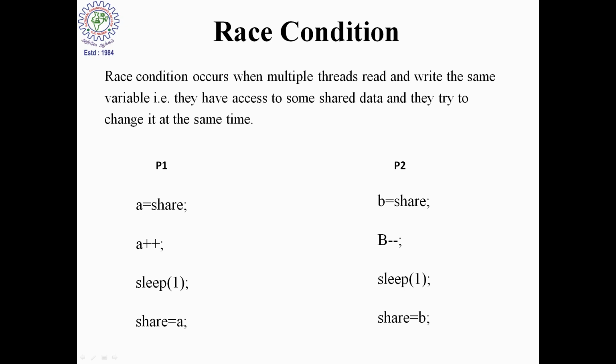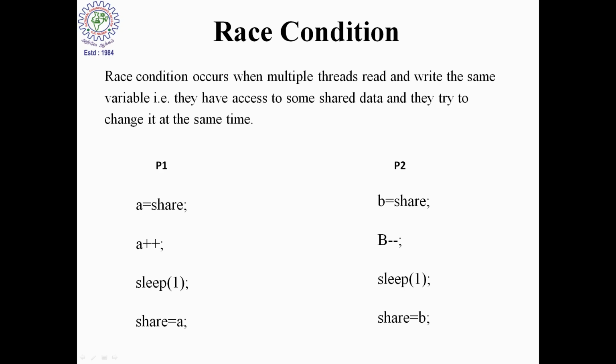Actually initially the value of share is 5. So if we increment the value by 1 and decrement the value by 1, as per the rule of mathematics, we need to get the value of share as 5 only. There should not be any change in the value, as incrementation and decrementation have happened only once. So definitely share's value should be the same, that is only 5. But actually what value we are getting at the end? Share is equal to 4.